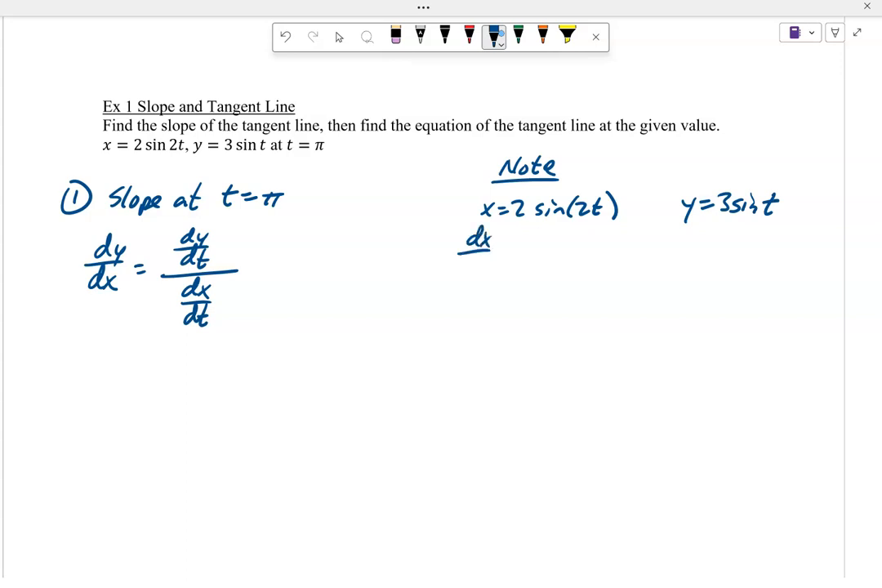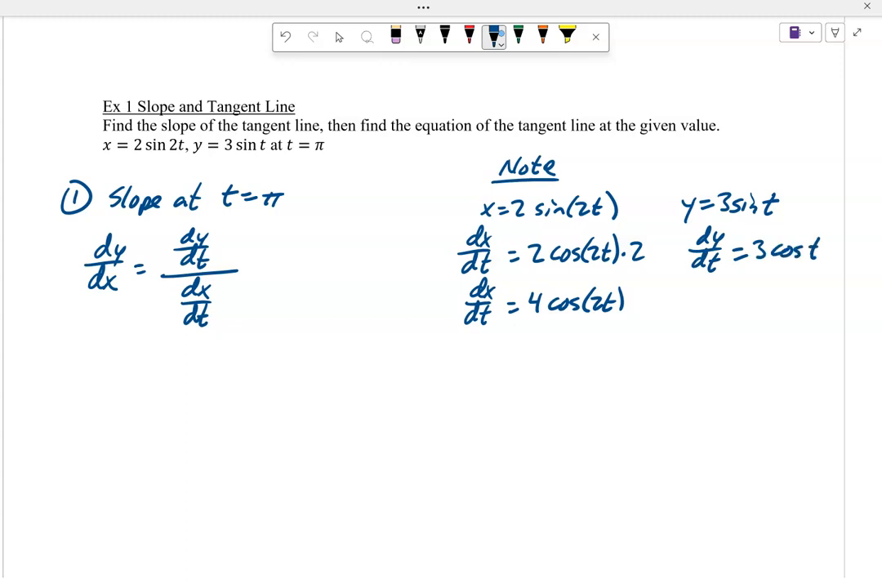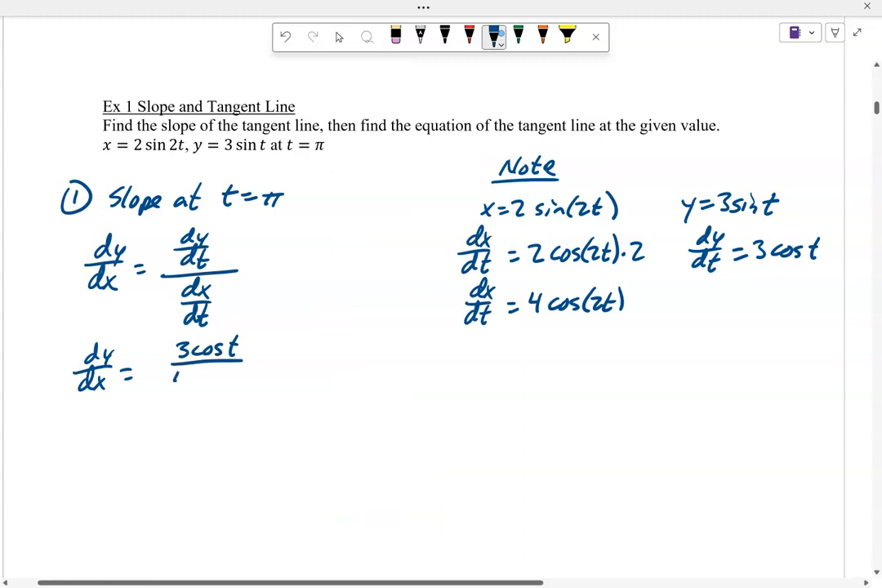So dx/dt would be, now we just take the derivative. Derivative constant stays there, derivative sine is a cosine. I got chain rule, derivative 2t is 2. So dx/dt just ends up being 4 cosine of 2t. And then we find dy/dt as well. 3 stays there, derivative sine is a cosine. And now let's throw that in. So dy/dx is dy/dt, which is 3 cosine t, over dx/dt, 4 cosine 2t.